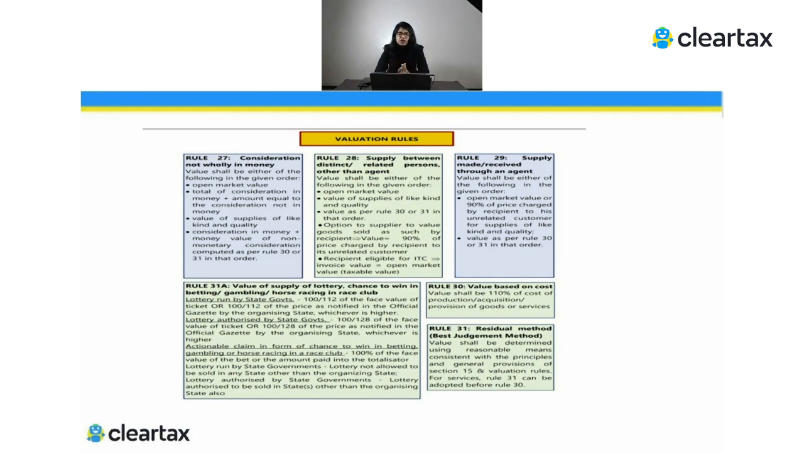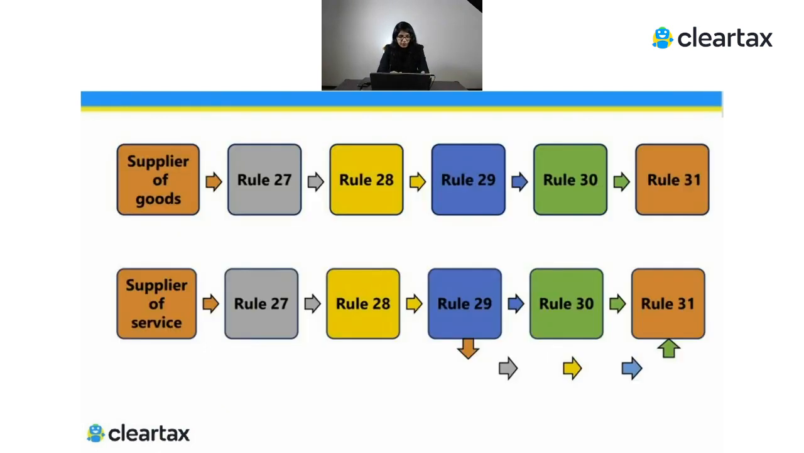So in short, if we just talk about what is the value of the supply of the lottery, chance to win in betting, gambling, or horse racing in the race club, it talks about whether it is run by the state government or the lottery is authorized by the state government. So basis that, we have defined what is the value for both of these cases.